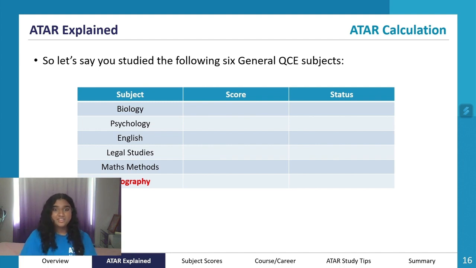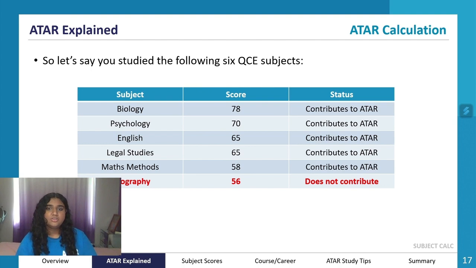On the middle column of the table, you'll be getting the score. So this is what they actually got as a mark out of 100. And the status will be sort of what happens to it after getting scaled. So these are the students' scores for each of their subjects. They got a 78 in bio, 70 in psychology, 65 in English, 65 in legal, 58 in methods, and a 56 in geography.